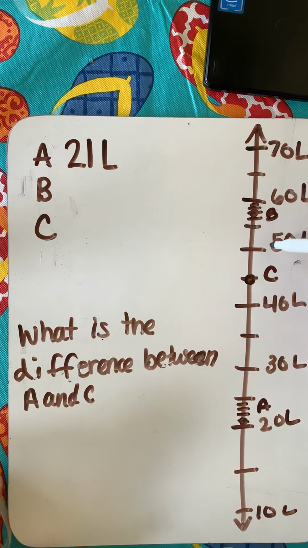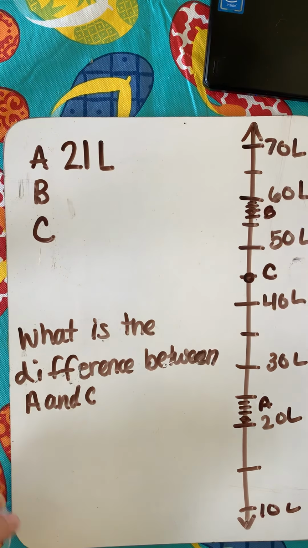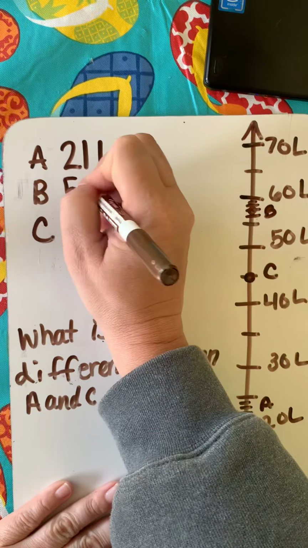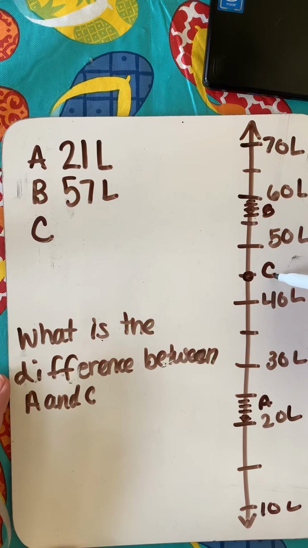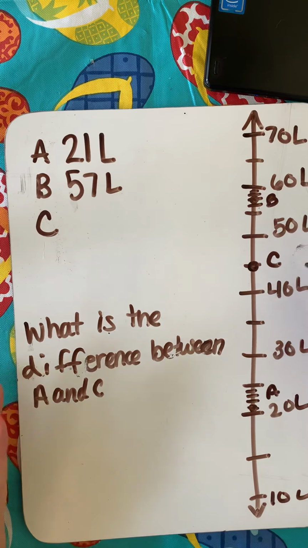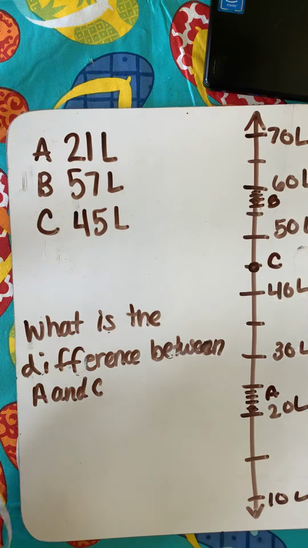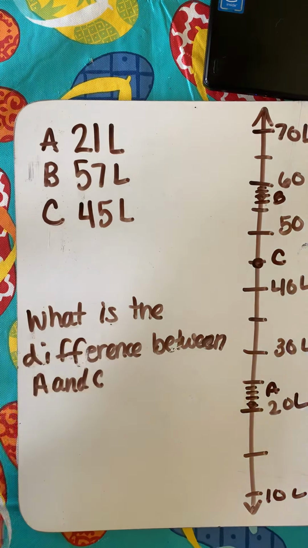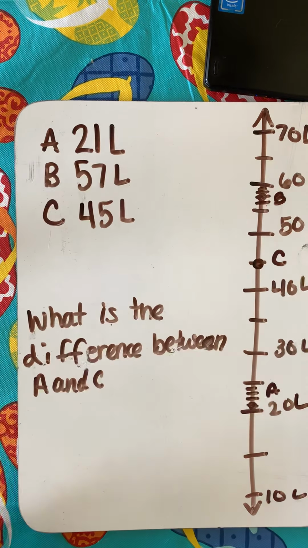B is up here, so this would be 50 to 60, and this is 50, and this would be your middle mark for 55, 56, 57. So this is 57 liters. Hopefully I'm not erasing my problem down here. And then C, this is right between the 40 and the 50, so it'd be 45 liters. So A is 21 liters, B is 57 liters, and C is 45 liters.